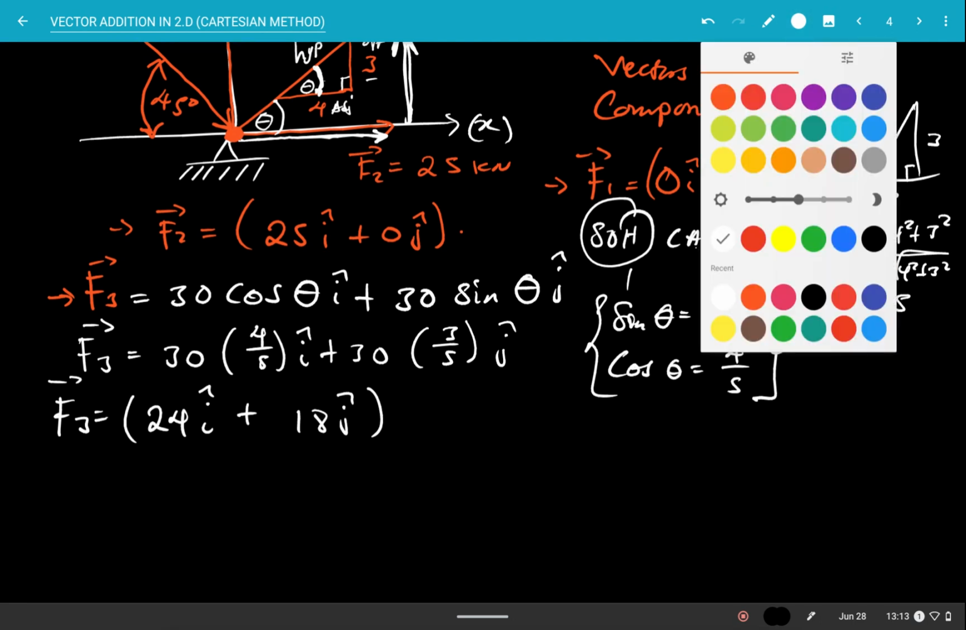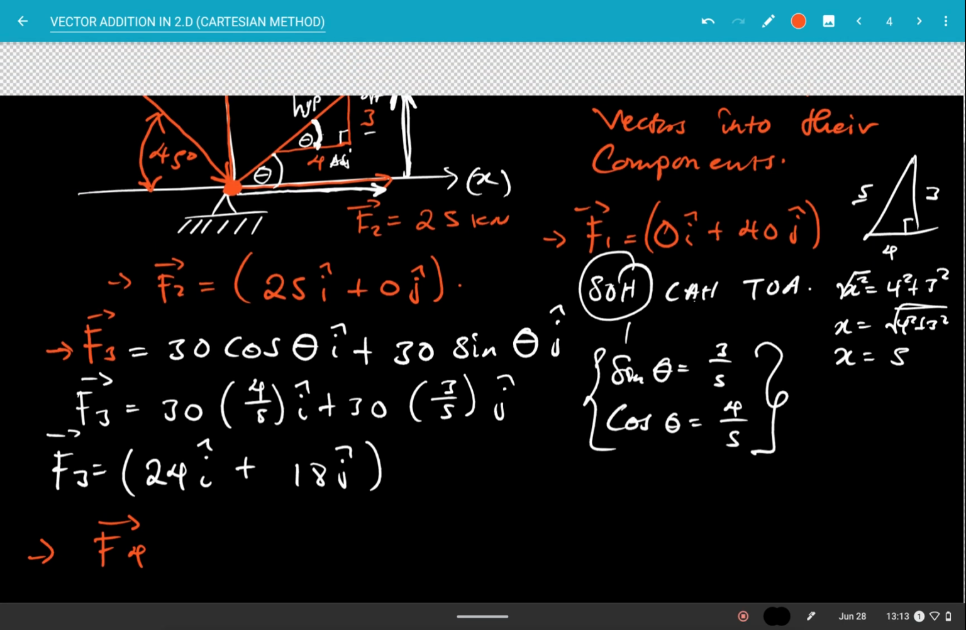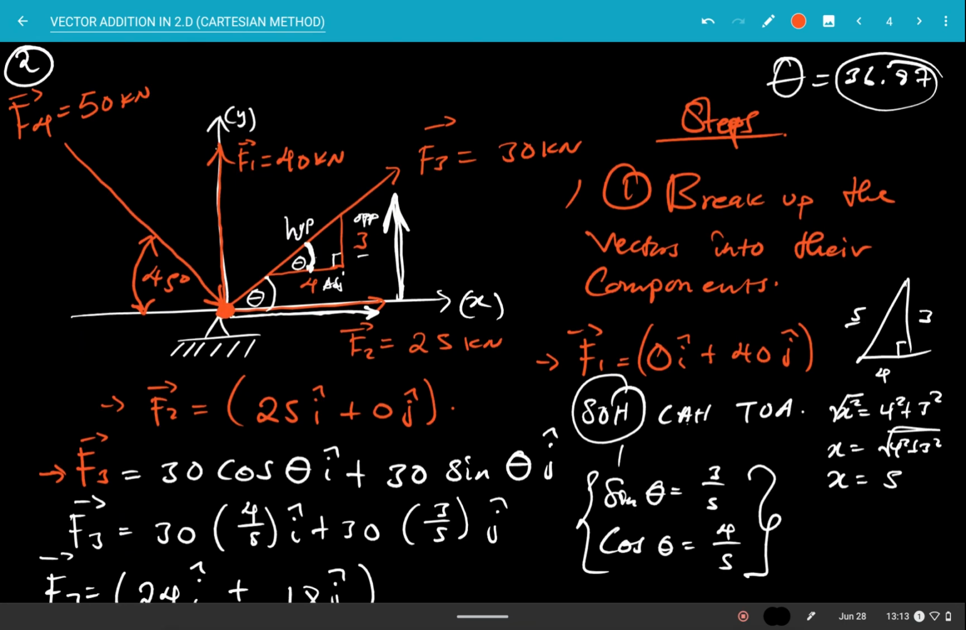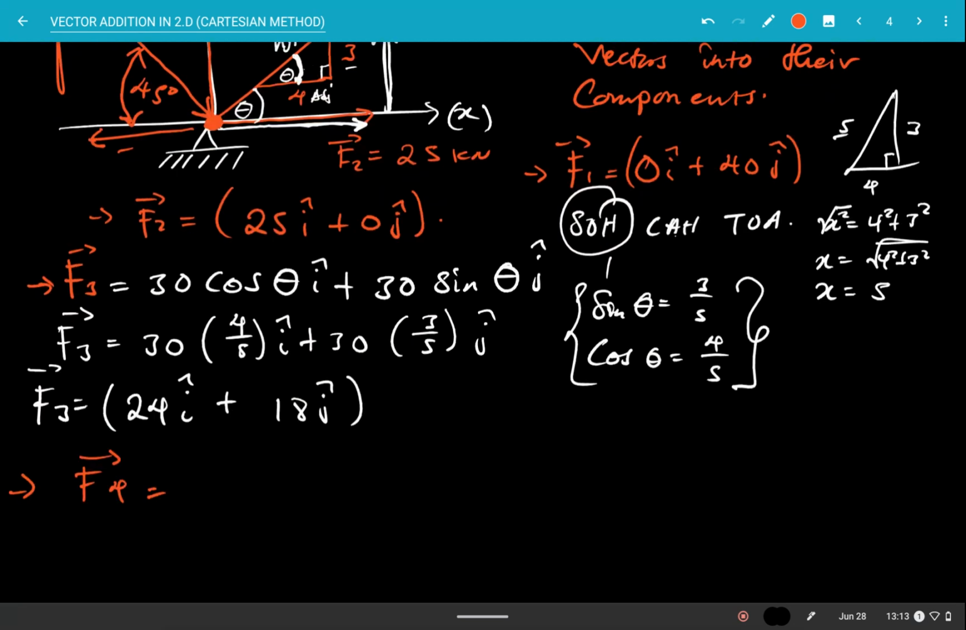Let's change the color and have a different one. Let's look at the last vector, which is force 4. Force 4 is at an angle of 45 degrees. So we know we'll be going in the negative x like that, then the positive y. The magnitude is 50. Alright, so this will be minus 50 cos 45 in the i.